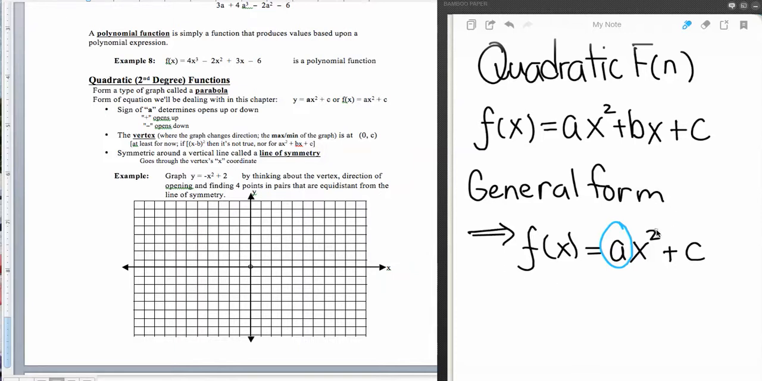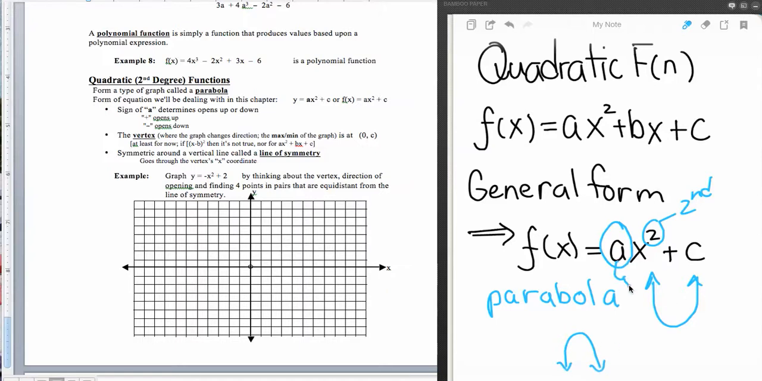Now, first of all, we need to know that when we see a second degree function, we are always going to see a parabola. And a parabola, remember, we've talked about this before, is a U shape. So we have U's that face up, or we have U's that face down. And when that a is positive, then we're going to have one that faces up. And when our a is negative, that parabola is going to face down. It's going to be a decreasing function.